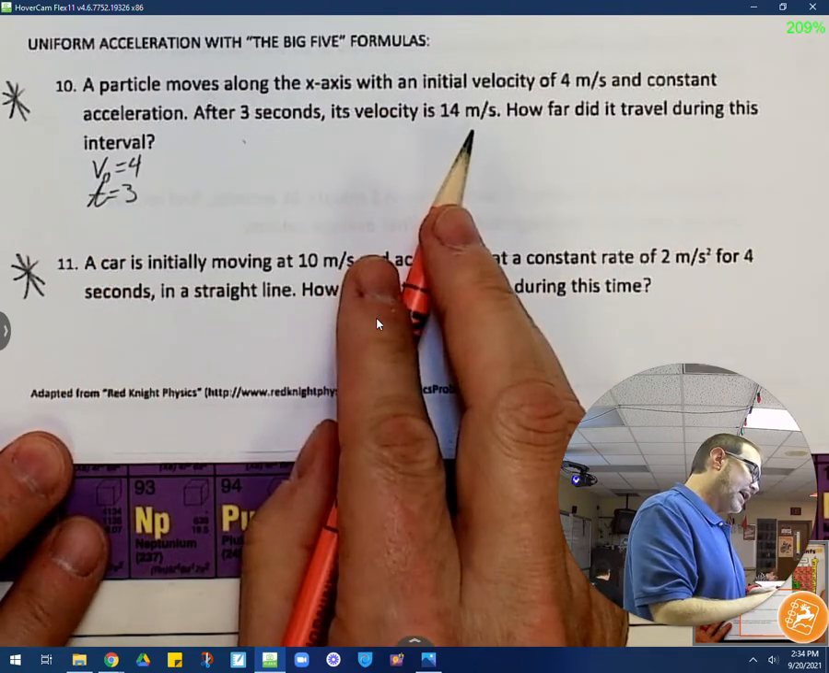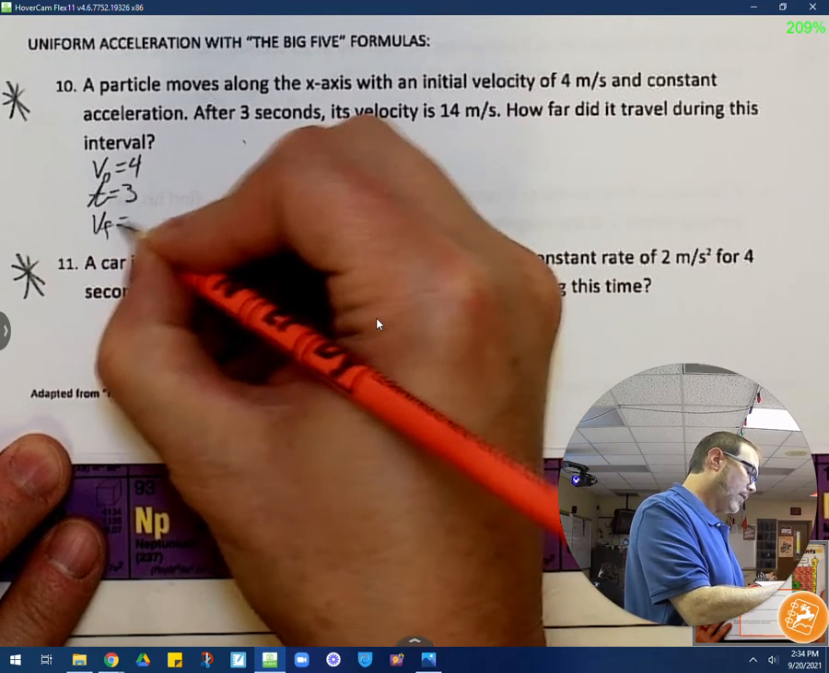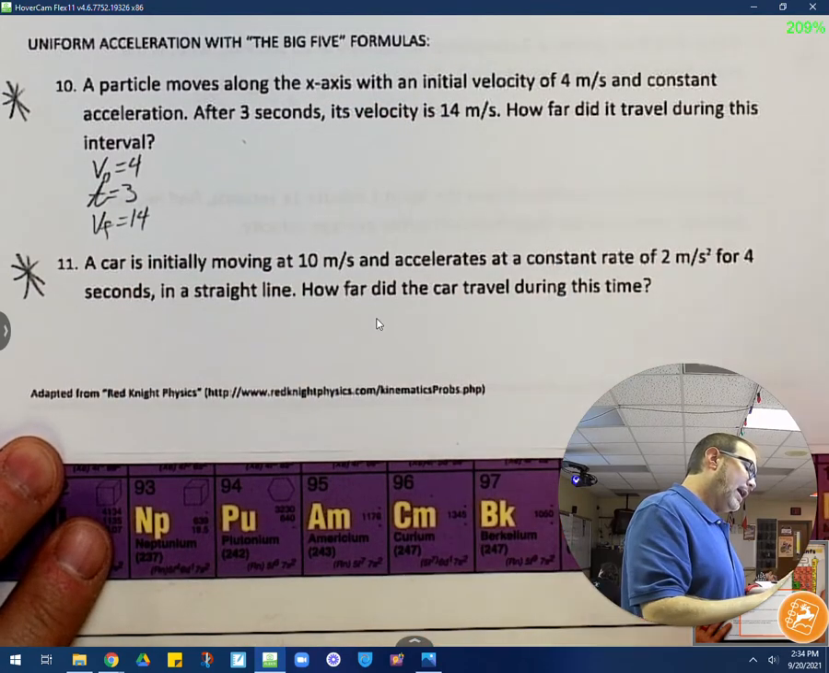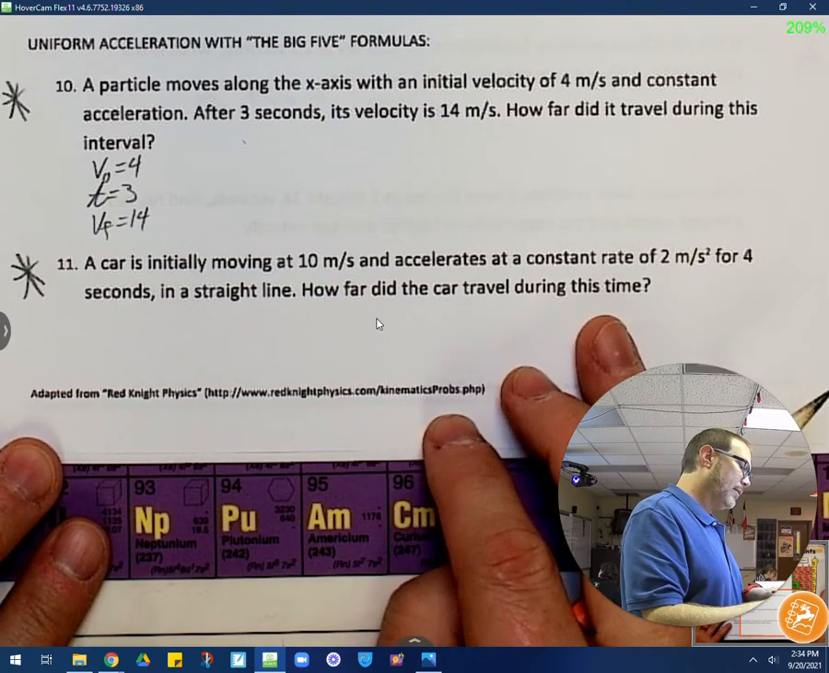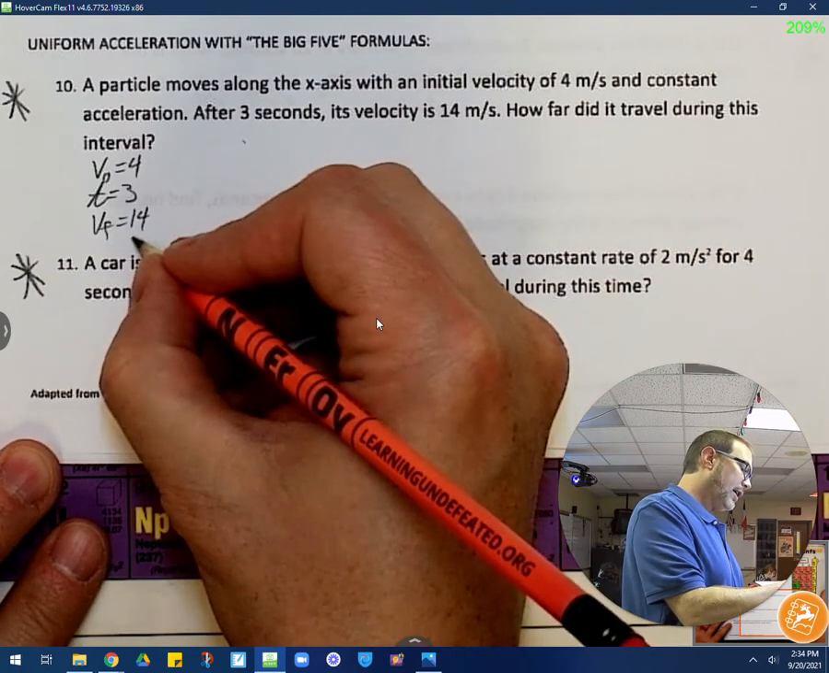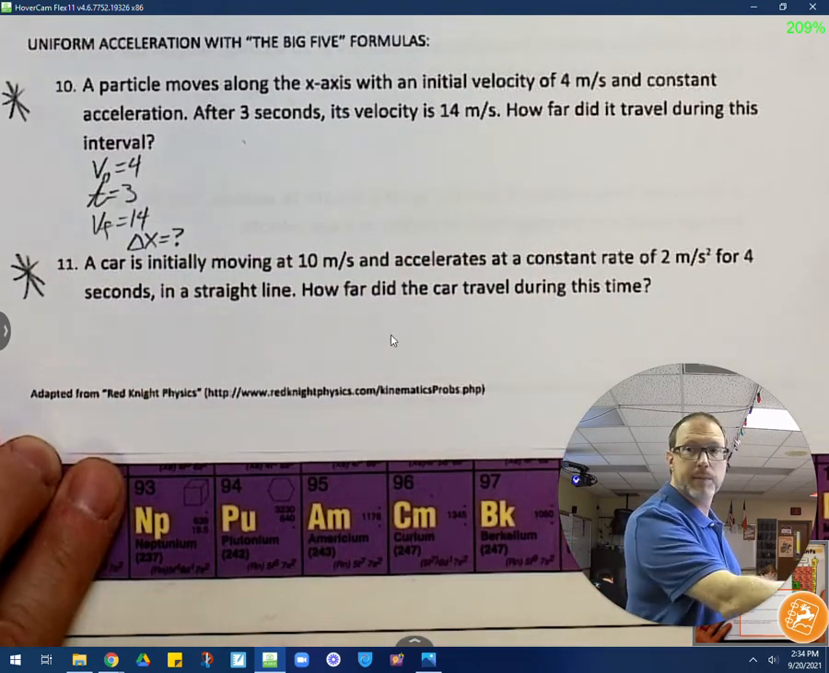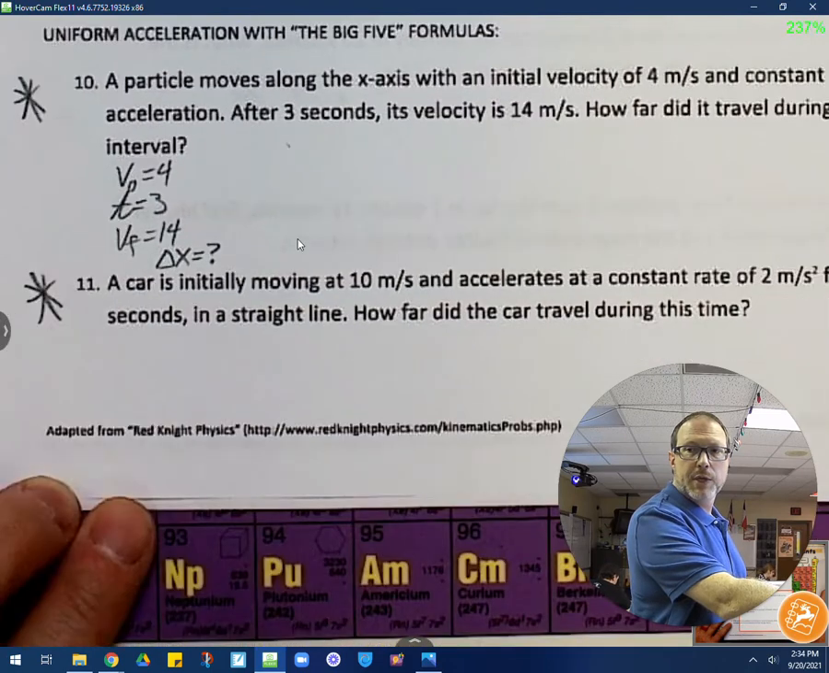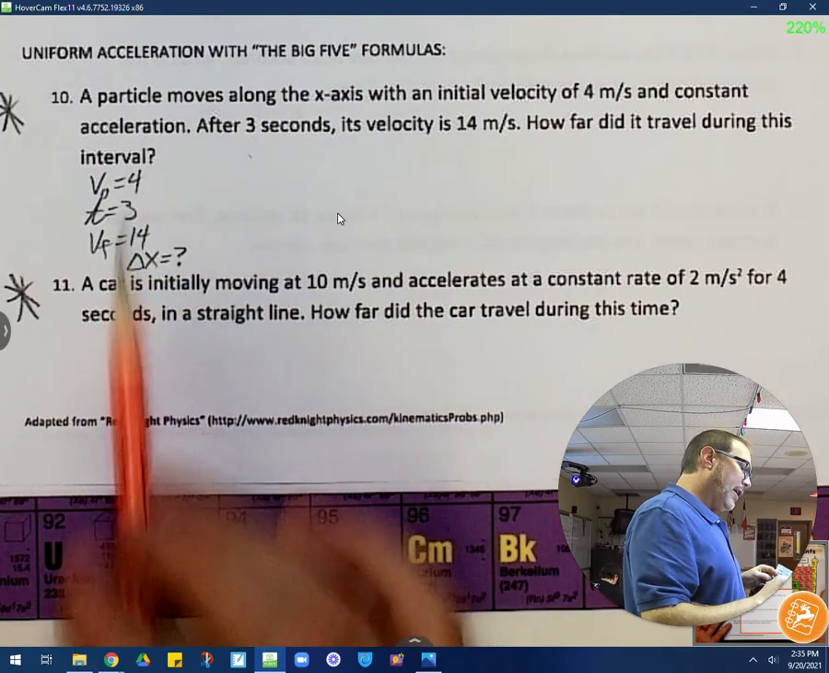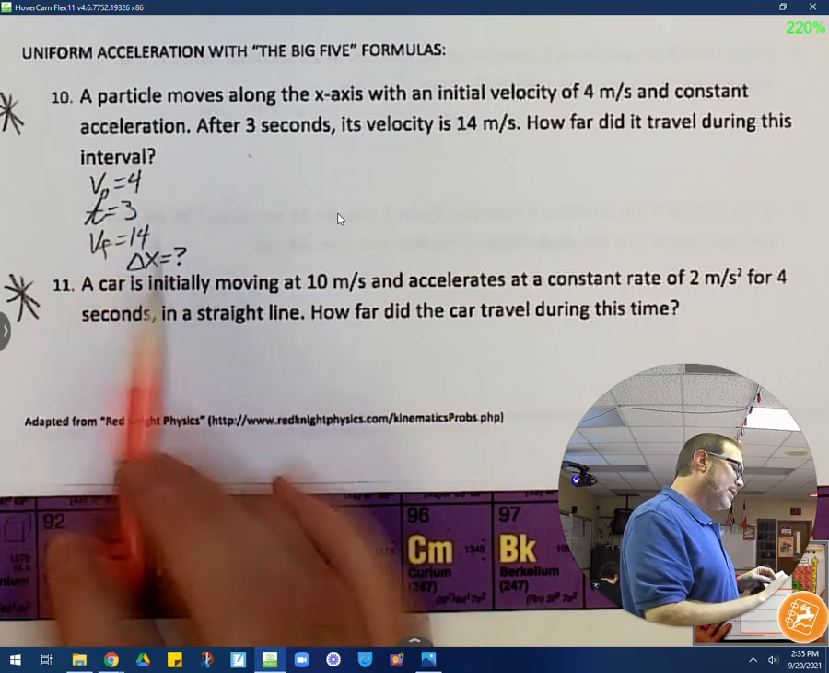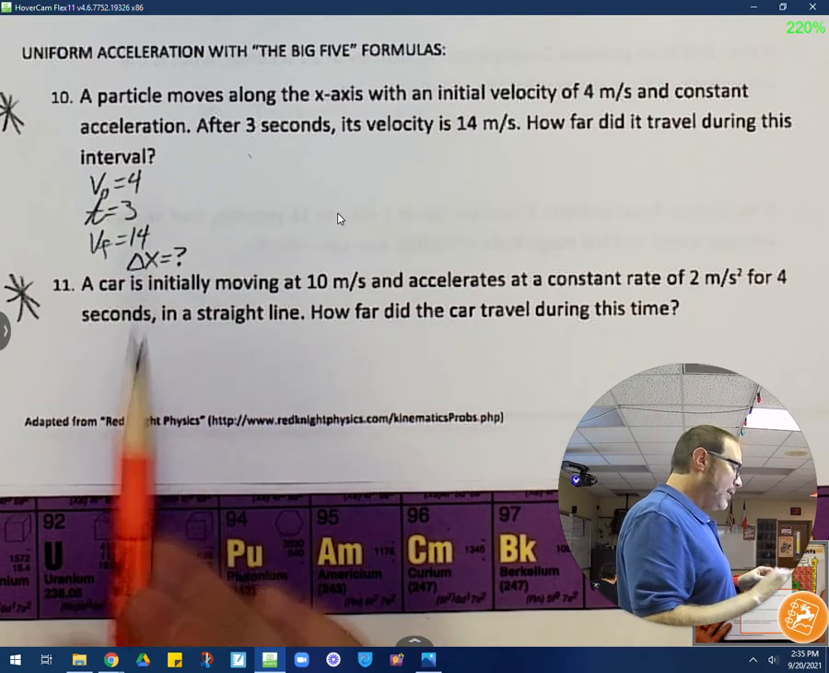Okay, what's 14 meters per second? That's VF. And it wants us to find what? How far did it travel? So what variable are we missing? Delta x is the one we're hunting for, right? So what we want is to find a formula that involves these four. Now, what's the one variable that we haven't mentioned here? A. So it doesn't use A.